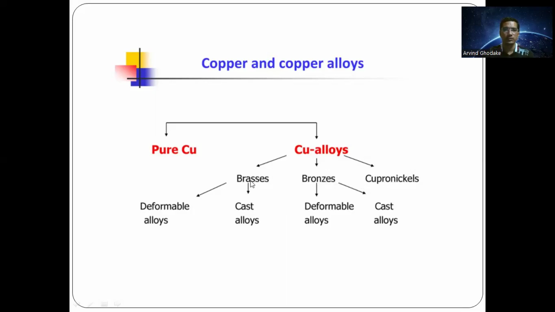Brasses are further classified as deformable alloys, that is forged alloys, and second, cast alloys. Bronzes are further classified in two ways, that is deformable or forged alloys and cast alloys.